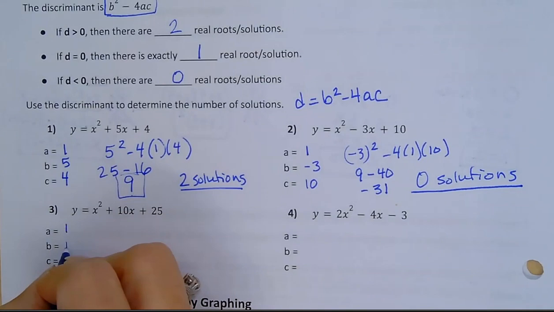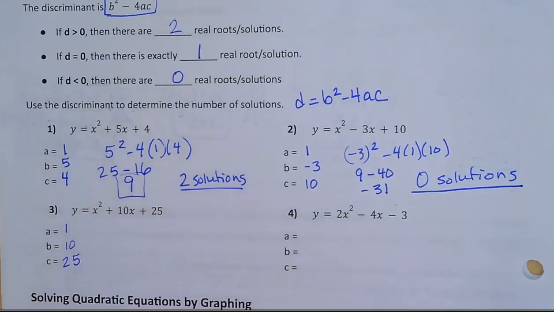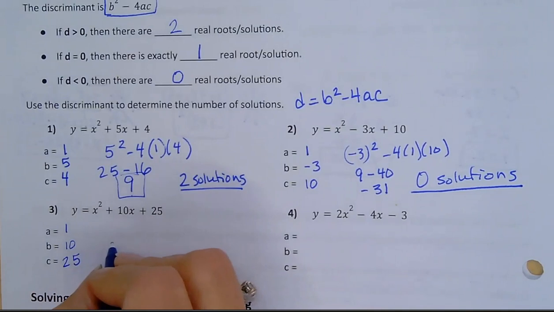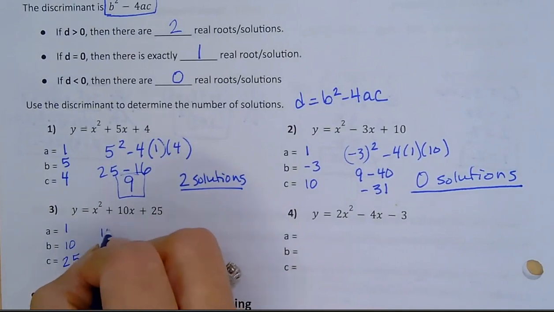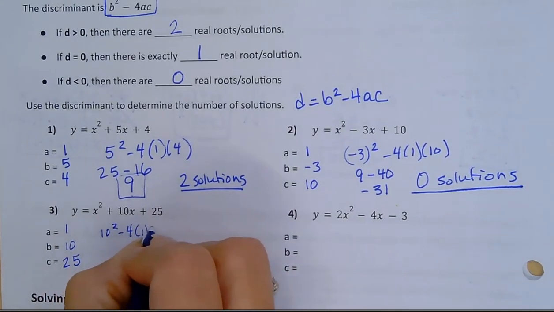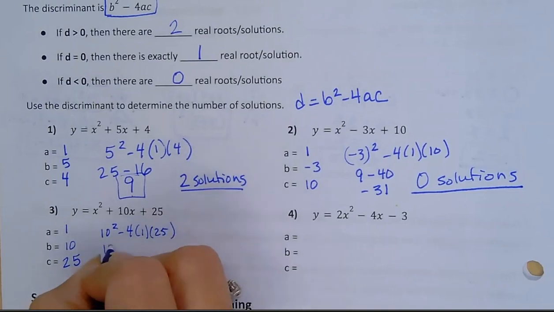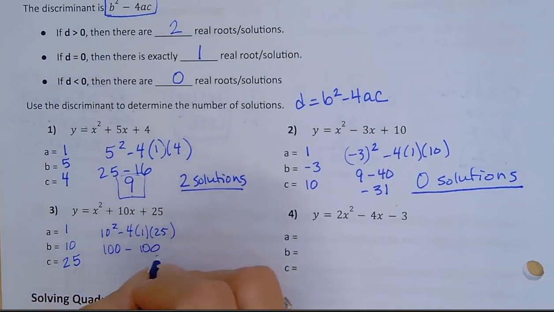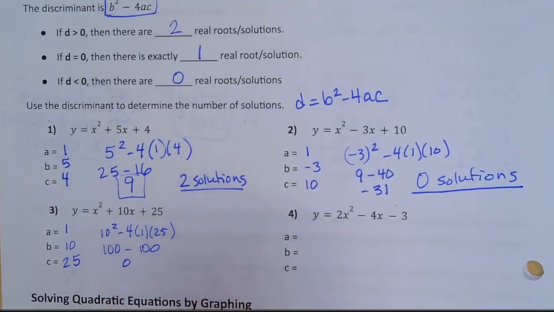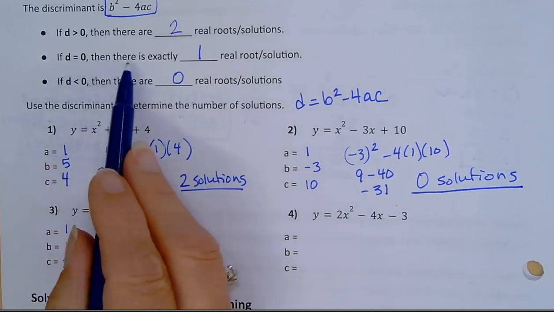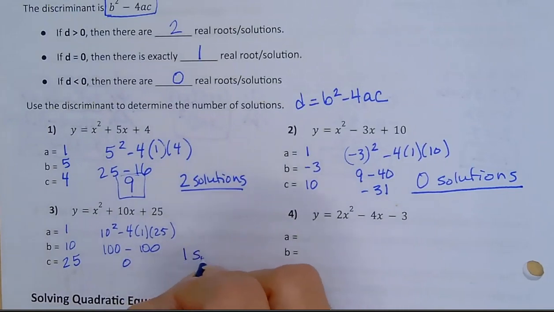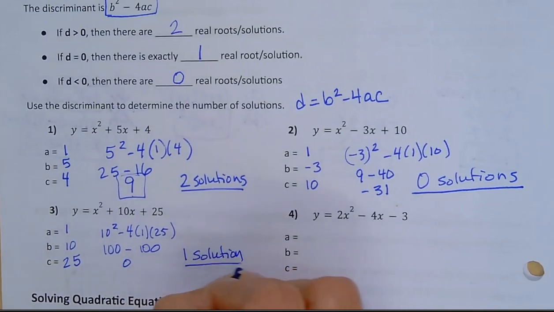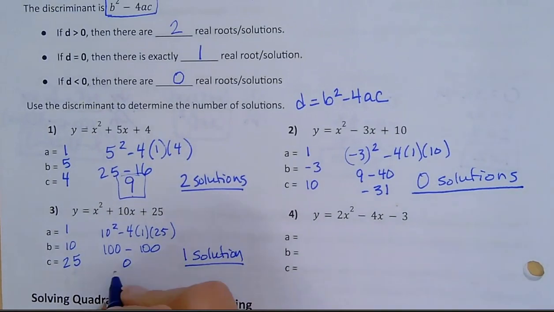A is 1, b is 10, c is 25. All right, and so b squared minus 4ac: 10 squared minus 4 times 1 times 25, 100 minus 100, excuse me, is 0. If my answer is exactly 0, I care about that number. If my answer is exactly 0, then I have exactly 1 solution.